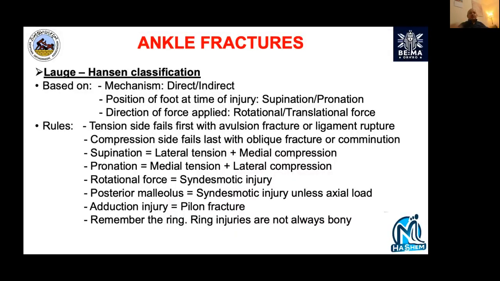Basically, supination is plantar flexion at the ankle, inversion at the hind foot, and adduction at the forefoot. And pronation is dorsiflexion at the ankle, abduction at the forefoot, and eversion in the hind foot. So the second thing Lauge-Hansen depends on in the classification: what was the position of the foot at the time of the injury? Was it plantar flexed, inverted, and adducted, which is supination, or was it dorsiflexed, everted, and abducted, which is pronation? Then the third point the classification depends on is the direction of the force applied to the foot.